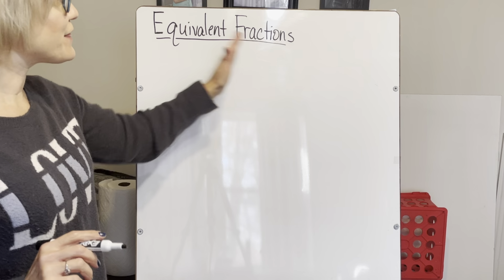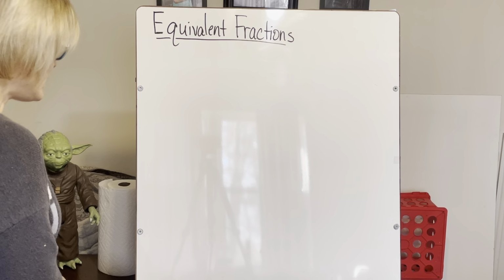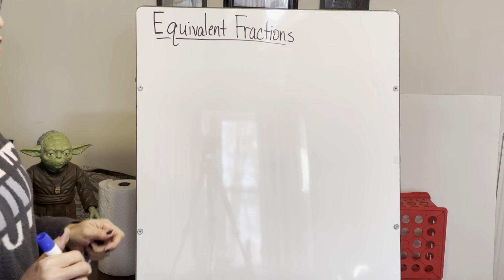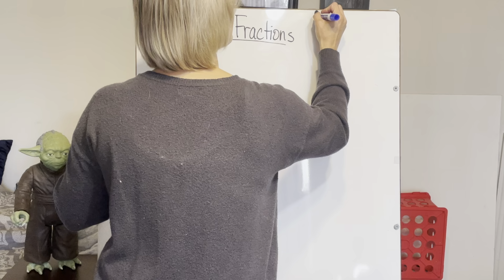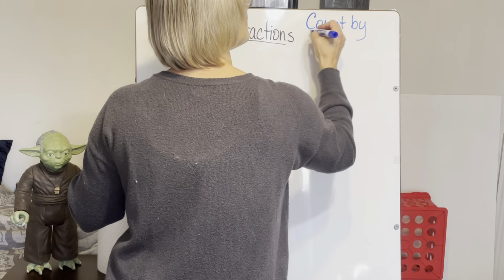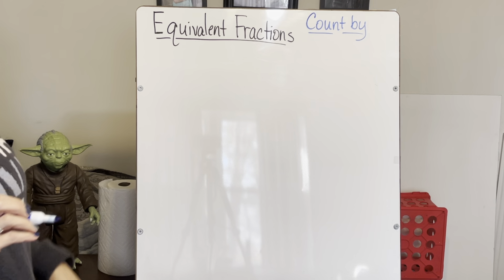So today we're going to talk a little bit more about equivalent fractions and how to find them. I think the key to equivalent fractions is knowing and remembering your count bys from when you were first learning multiplication. I'm going to write count by out here, and you'll start seeing why I'm asking you to remember count bys once we get started.